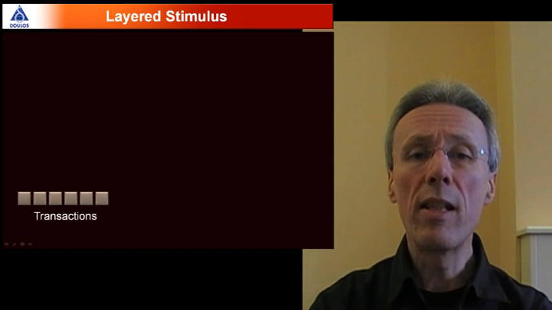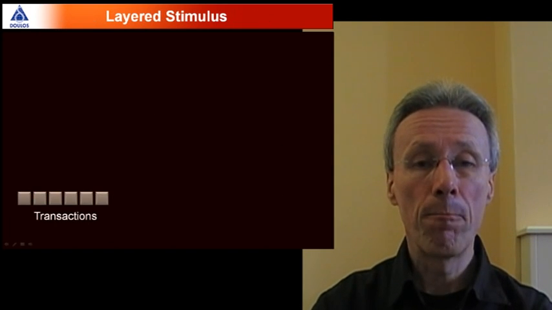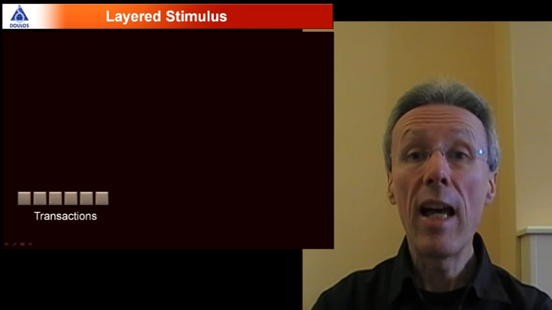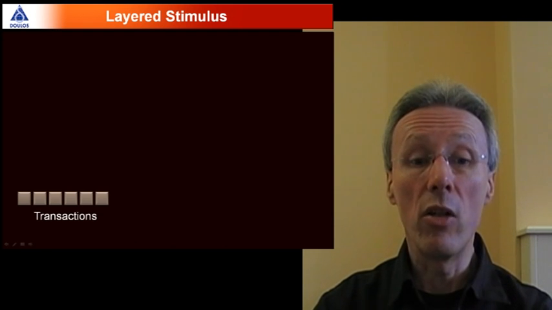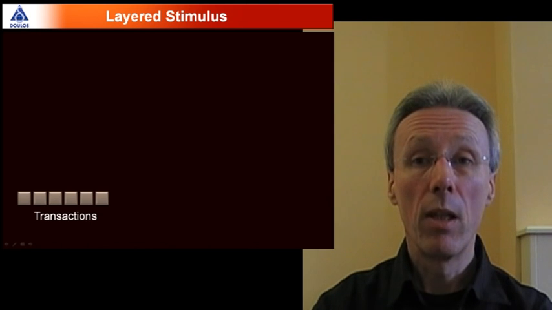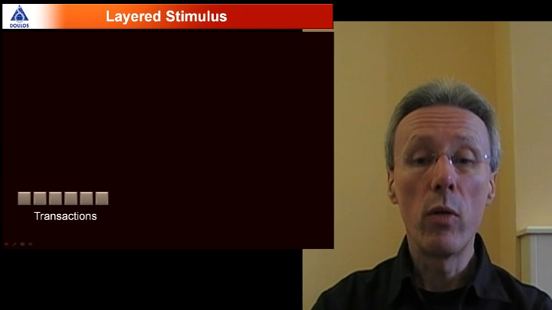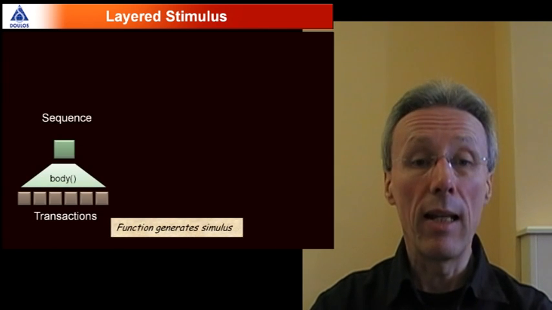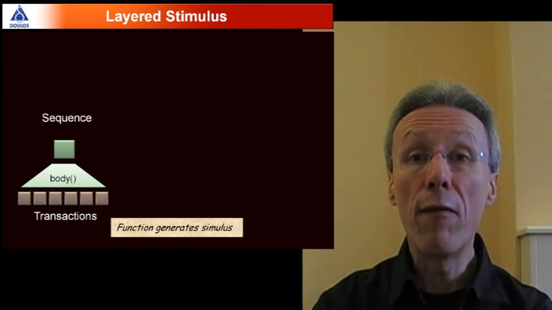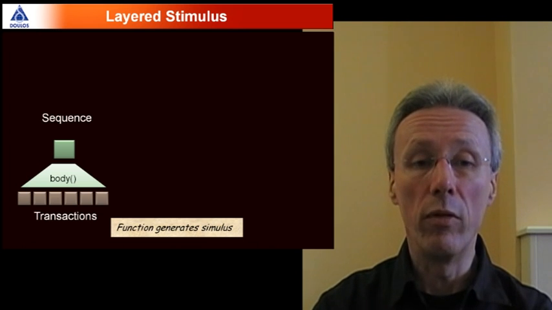So let's start with stimulus, generating test vectors. UVM features a layered approach to generating test vectors using so-called sequences. So a sequence generates transactions, and a sequence is also an object that can be manipulated. So a sequence is both a function and an object, a so-called function object.